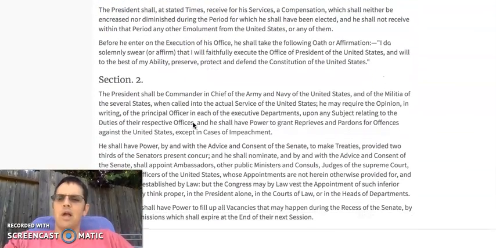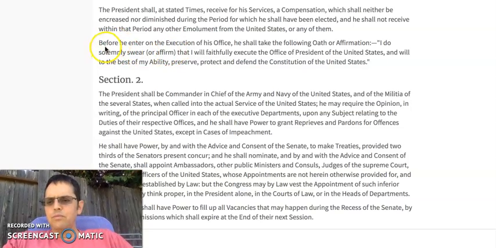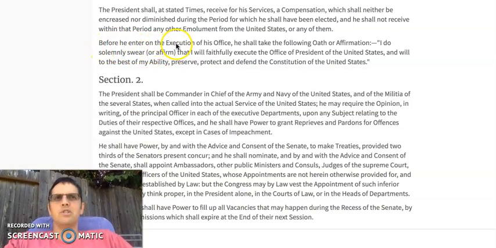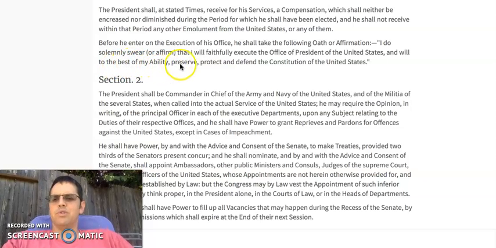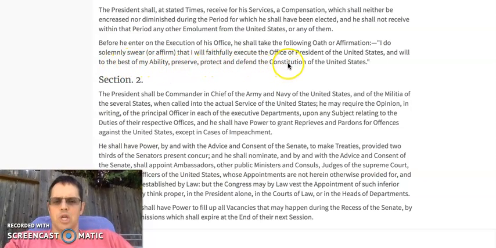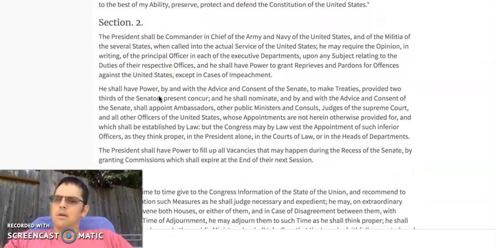The President shall, at stated times, receive for his services a compensation, which shall neither be increased nor diminished during the period for which he shall have been elected, and he shall not receive within that period any other emolument from the United States or any of them. Before he enter on the execution of his office, he shall take the following oath or affirmation. I do solemnly swear or affirm that I will faithfully execute the office of the President of the United States, and will, to the best of my ability, preserve, protect, and defend the Constitution of the United States.